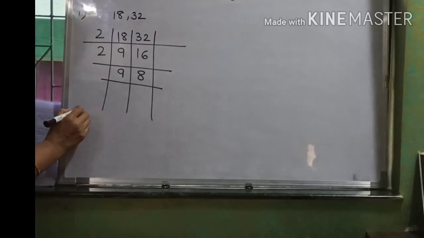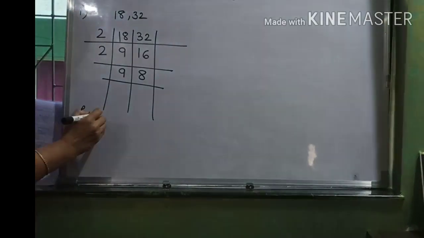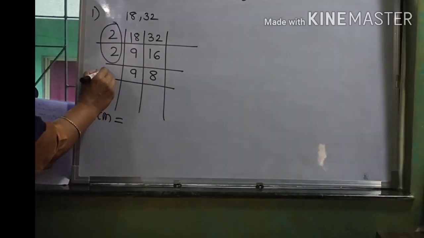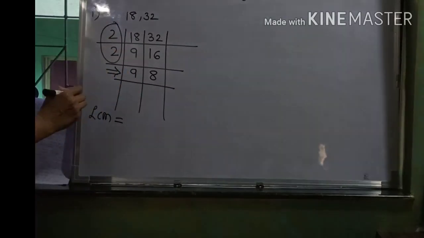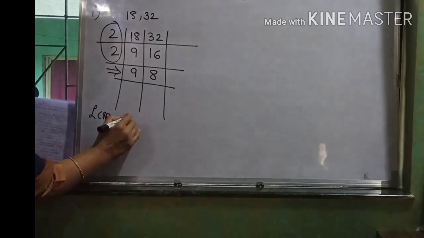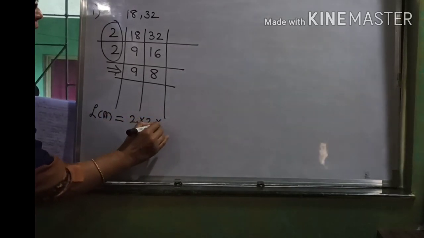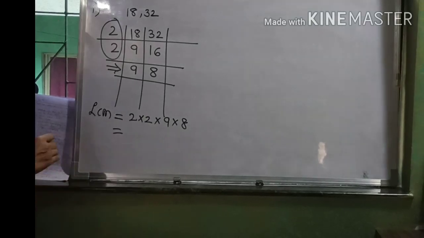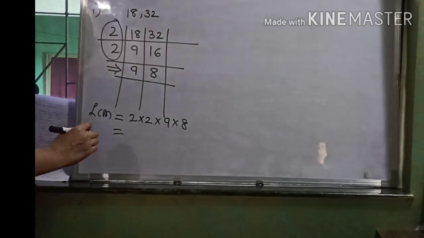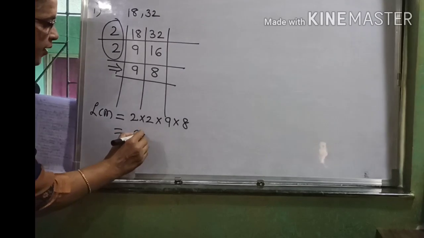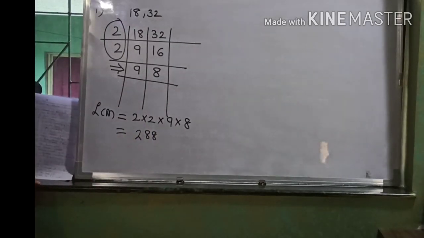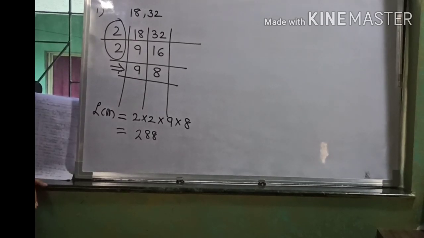So for finding LCM, we will be multiplying the numbers on the left side and the last column. So 2 multiplied by 2 multiplied by 9 into 8. So the answer is 288. So LCM of 18 and 32 is 288.